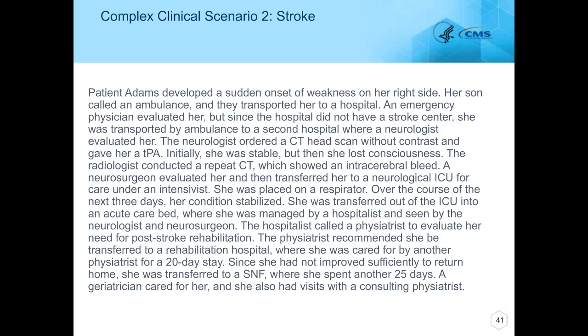Since she had not improved sufficiently to return home, she was transferred to a SNF, or skilled nursing facility, where she spent another 25 days. A geriatrician cared for her there, and she also had visits with a consulting physiatrist. So let's review. As we can see, there's a number of clinicians that were involved in this patient's care. Let's review a few of the relationships in the next slide.